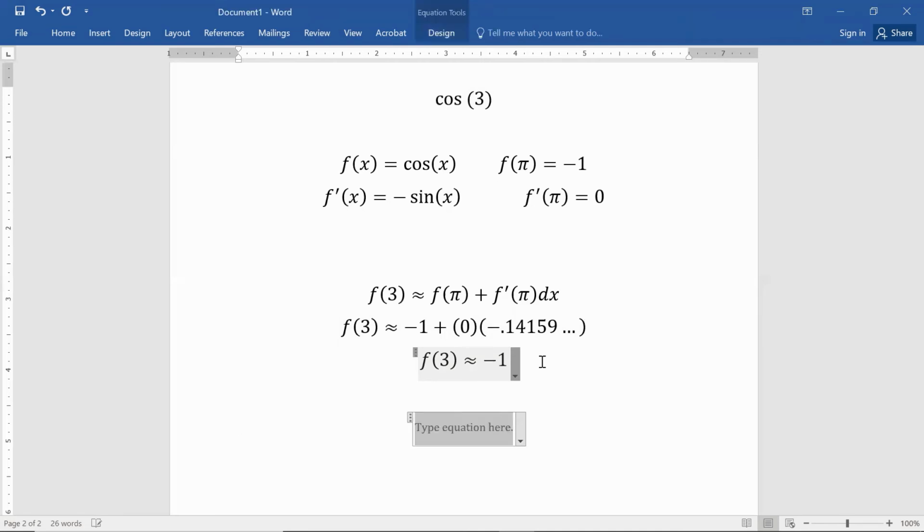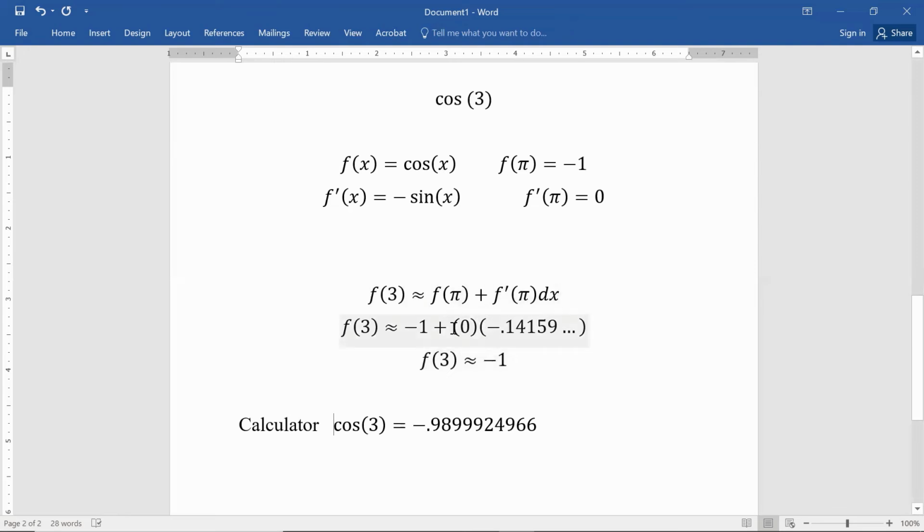If you plug cosine of 3 into your calculator, you'd get -0.9899924966. Again, that is pretty close to my approximation. Obviously, this time, the slope of the derivative at this point, at pi, was 0. So I had a horizontal tangent line, and that's why we weren't changing. Again, this would be a pretty good approximation when you're really close to pi, but as you get further and further away from pi, it's going to get worse and worse.